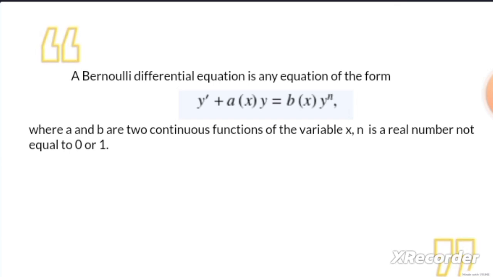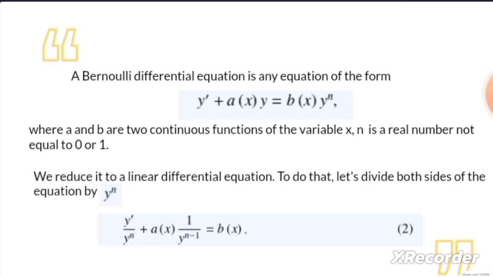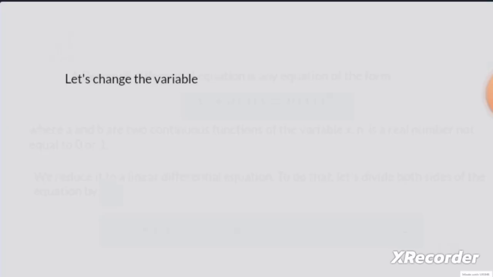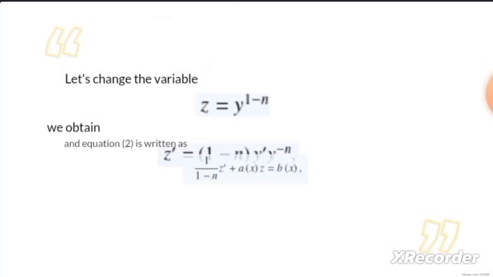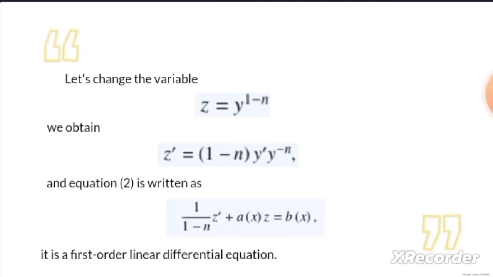To solve a Bernoulli differential equation, follow these steps. 1. Let's divide both sides of the equation by y^n. 2. Substitute z equals y^(1 minus n). 3. Rewrite the equation in terms of z. 4. Solve the resulting linear differential equation.